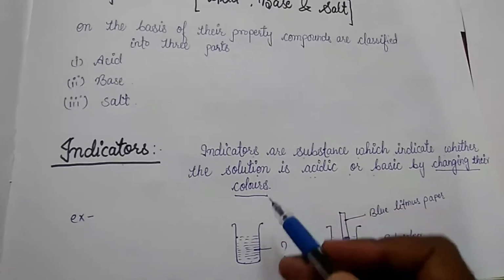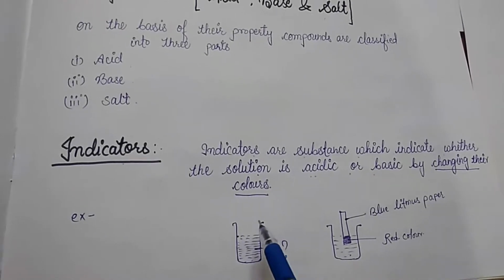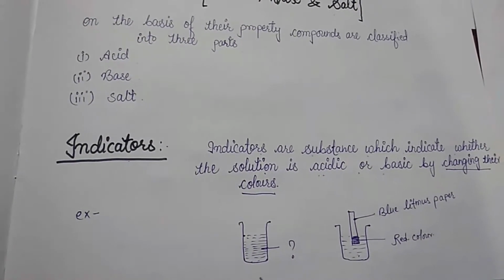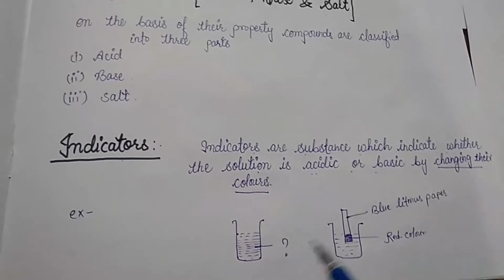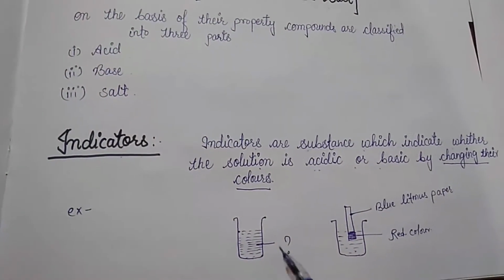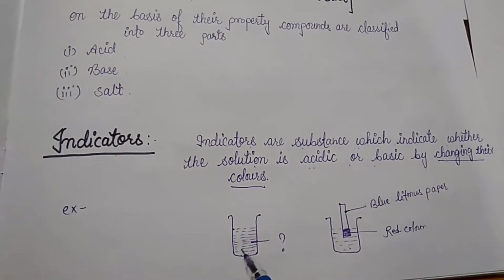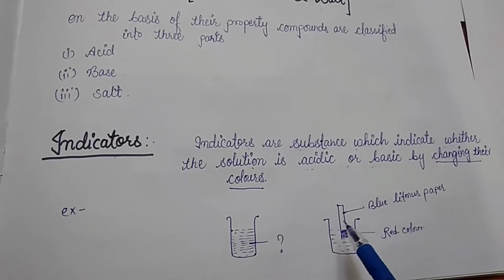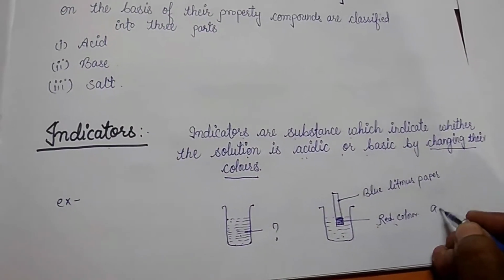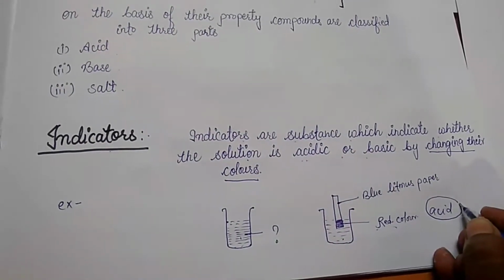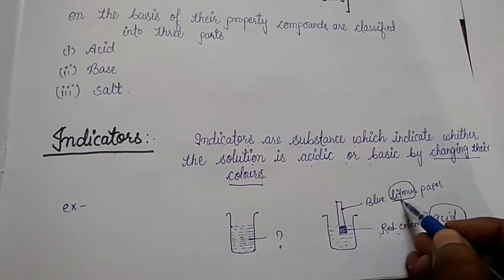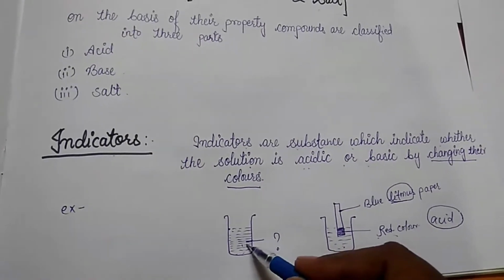their color. For example, children, suppose in this beaker an aqueous solution is filled and we have to check which solution is given in this beaker. Now take an indicator and dip it in. Clear? We will take a blue litmus paper and dip it in this beaker. Now if this blue litmus paper turns red, it means this solution is acid. Clear, children? Now only with the help of this indicator we have identified that this is acidic in nature.